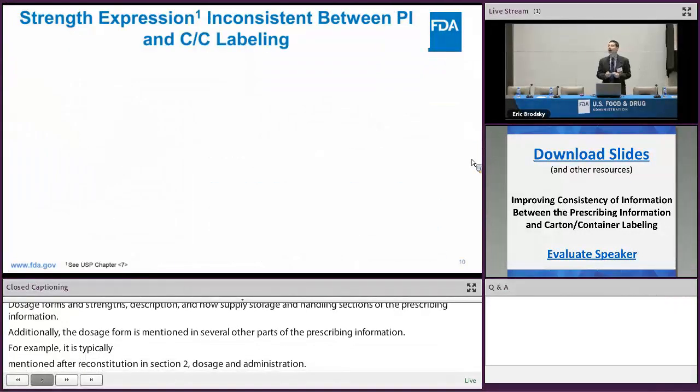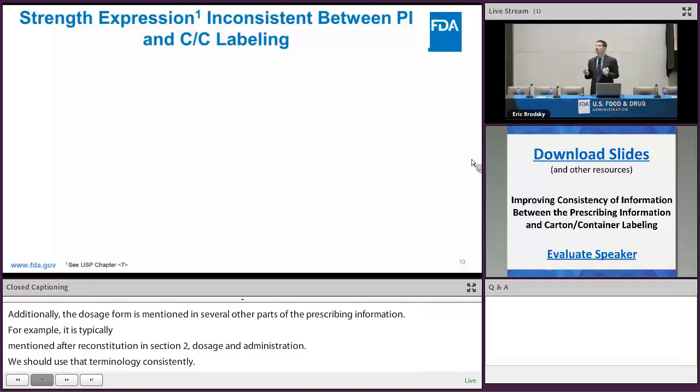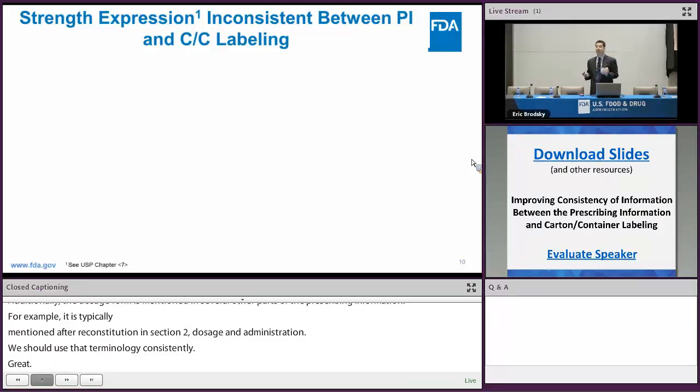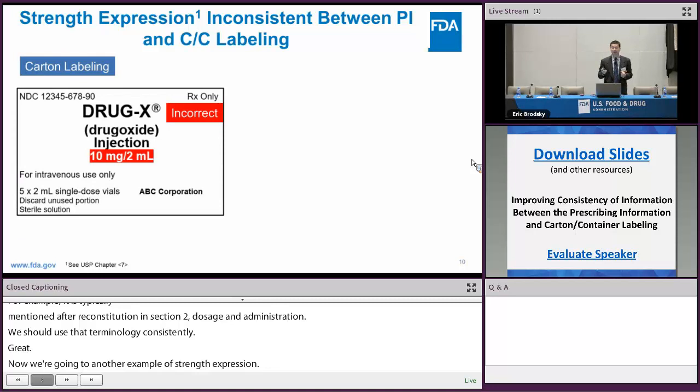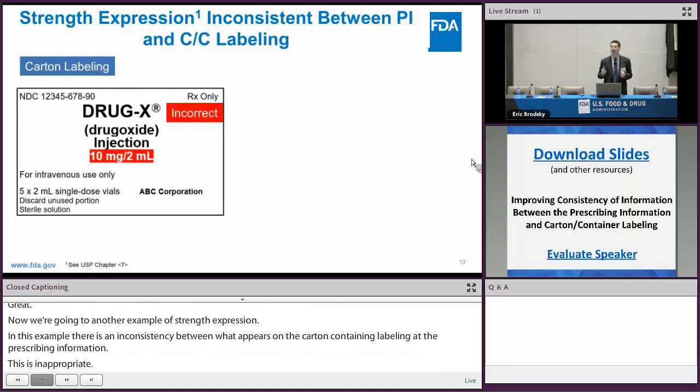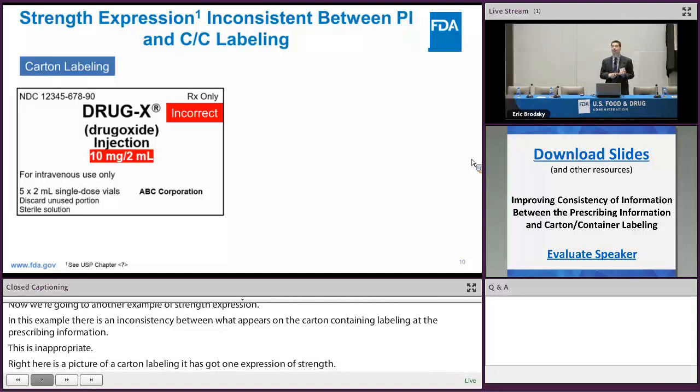Okay, great. So now we're going to another example of strength expression. In this example, there's an inconsistency between what appears on the carton container labeling and the prescribing information, and this is inappropriate. So right here is a picture of a carton labeling, and it's got one expression of strength. As discussed by Jabril and Alice, if you have single dose or multiple dose injectable products, the recommendations are to have double expressions of strength.